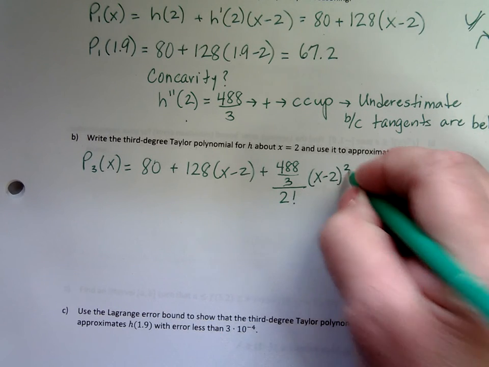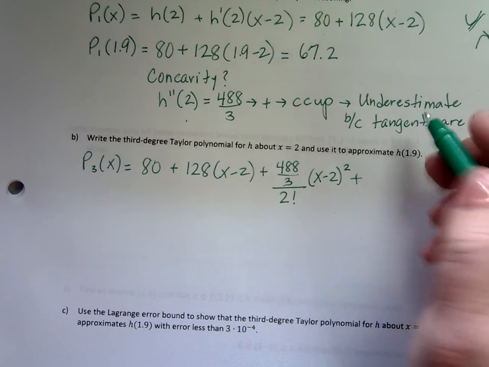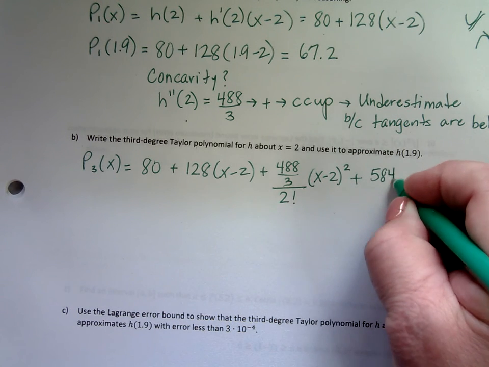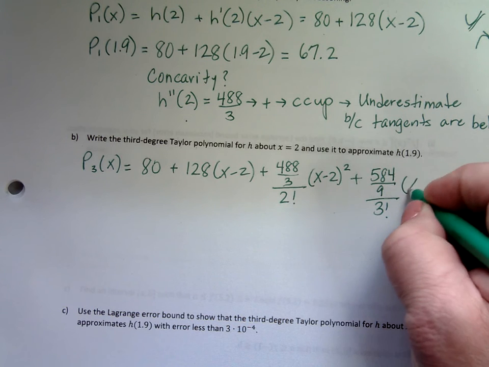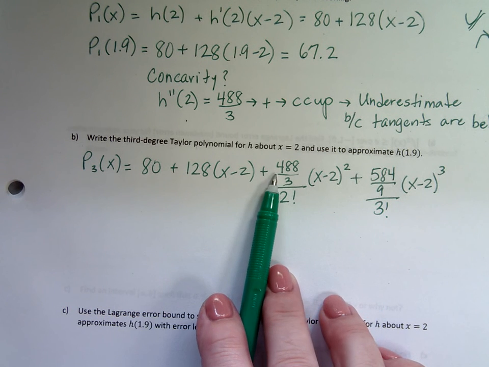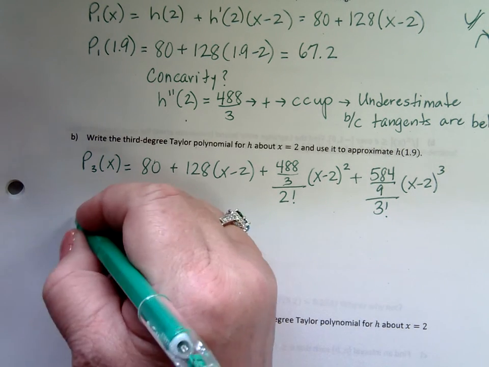We'll have to go third degree, right? So I go to the next term. That's 584 over 9 over 3 factorial times (x minus 2) to the third. And so I'm going to do the same type of thing that I did back on those other problems. I'm going to multiply this guy by 1/2, this guy by 1/6, and here's what happens, just for the sake of time. You can use your calculator and check me out.